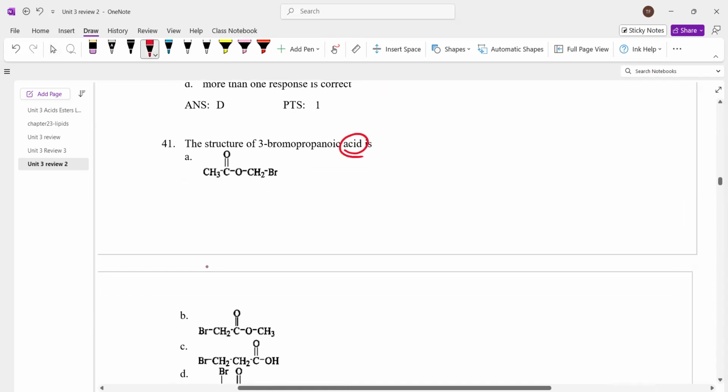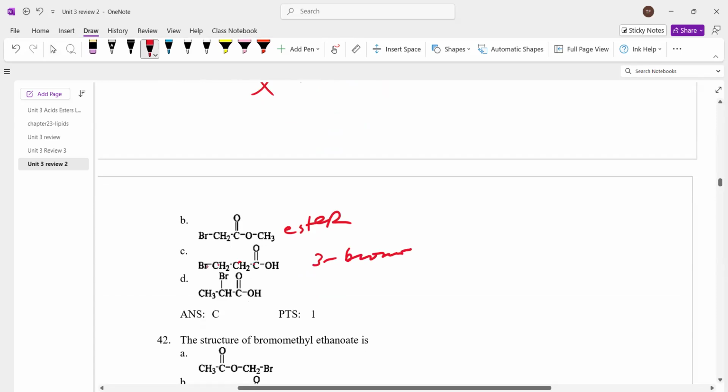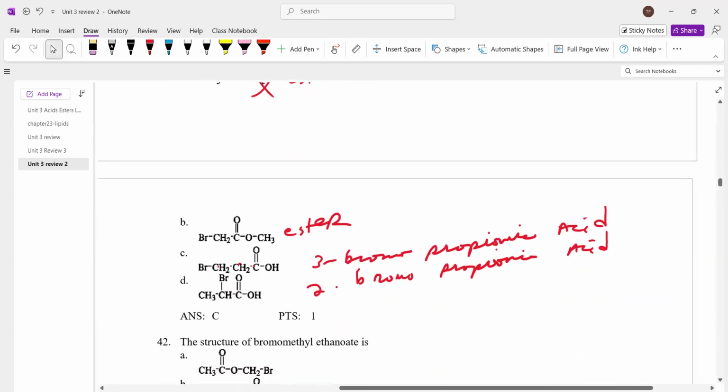Okay, this is an acid, this is an ester. And we have another ester. Okay, this is an acid here. This would be 1, 2, 3. So this would be 3 bromo. And this would be 2 bromo. So we want 3 bromo.